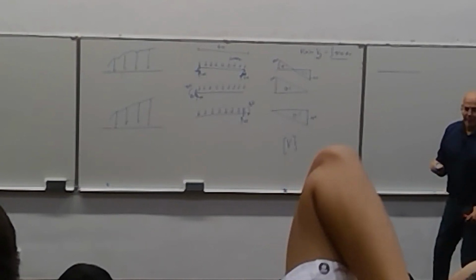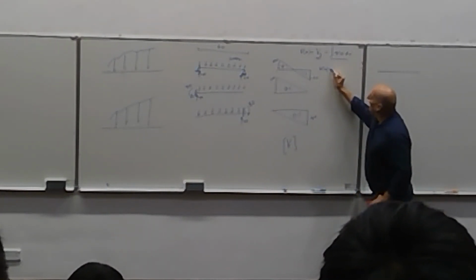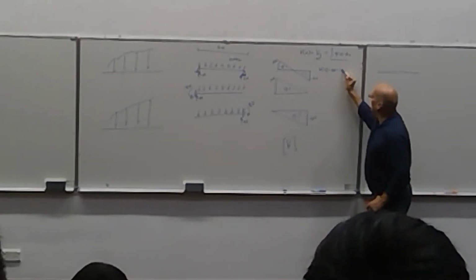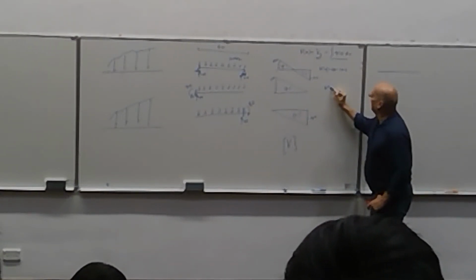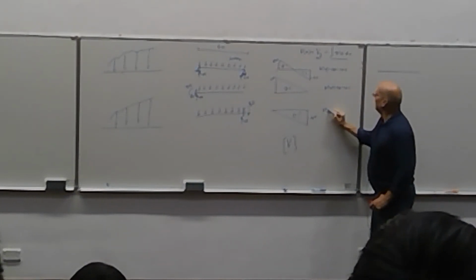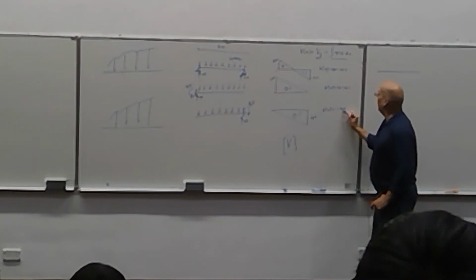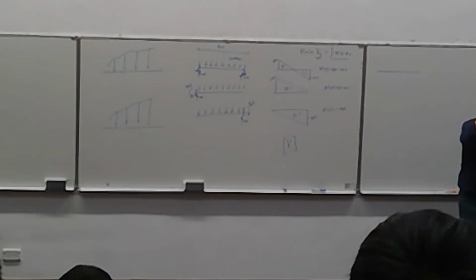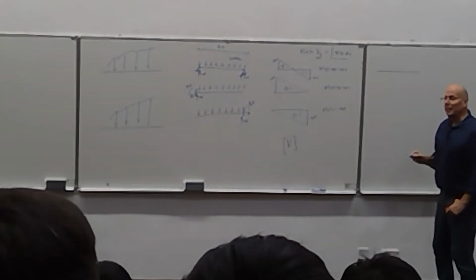For the first case, v of x is 20 minus 10x. In this case, v of x is 40 minus 10x. In this case, v of x is minus 10x without anything in the beginning, right? I mean, they just differ by a constant. Okay. Now, let's go here and plot the moment diagrams in this case.